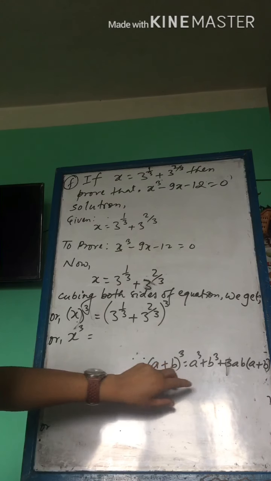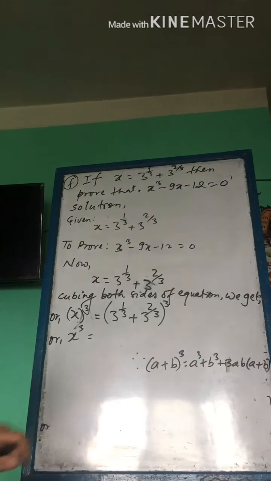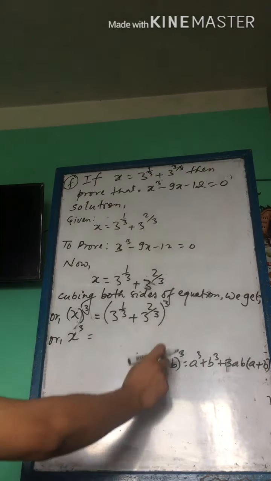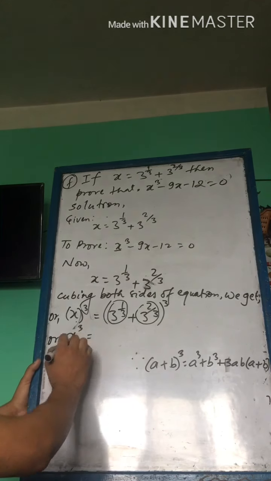Don't get confused. So a plus b whole cube equals a cube plus b cube plus 3ab, again bracket a plus b. So here also it is in the form of a plus b whole cube. a is 3 to the power 1 upon 3, b is 3 to the power 2 upon 3. Let us apply the formula and expand it.